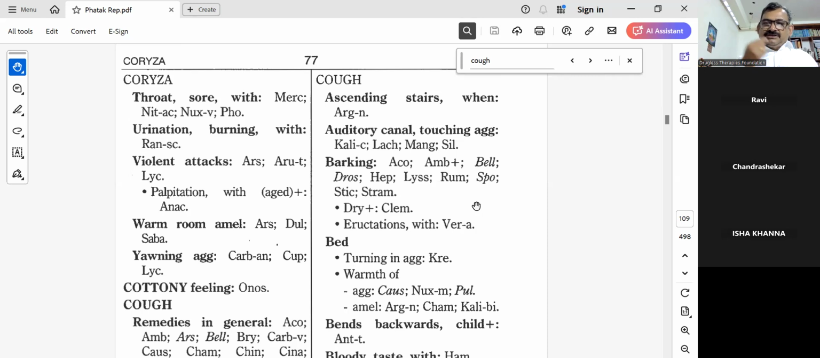In Spongia, whenever there is the uvula, you must have seen it. The uvula is not the epiglottis. When it comes and touches your throat, you get a cough. And for that also Spongia is a remedy.